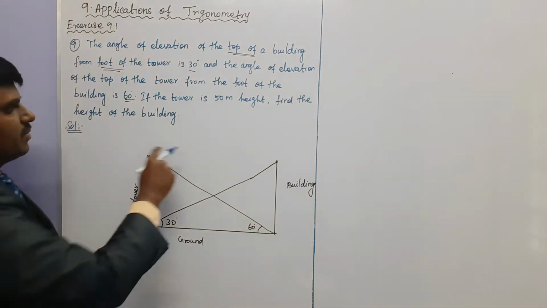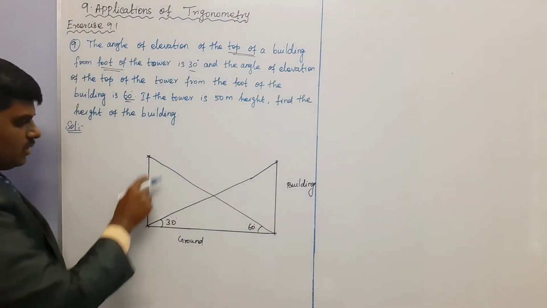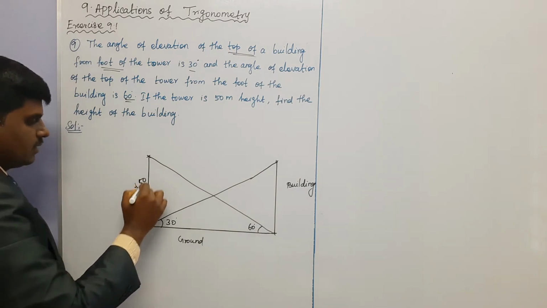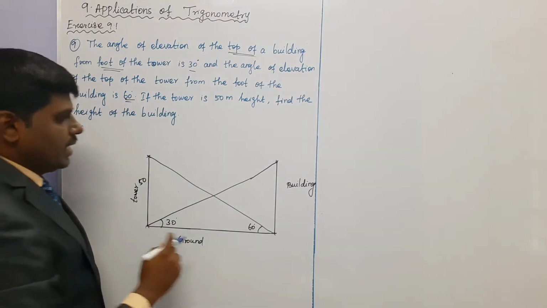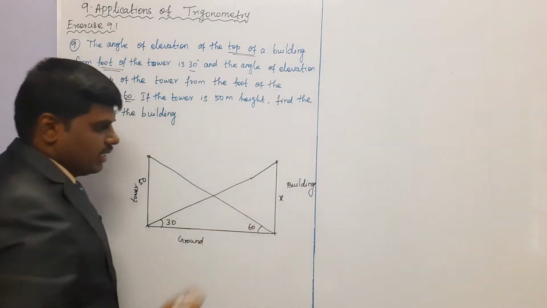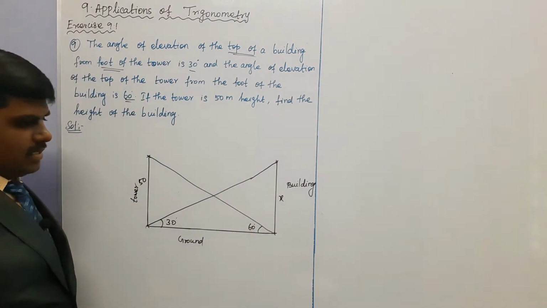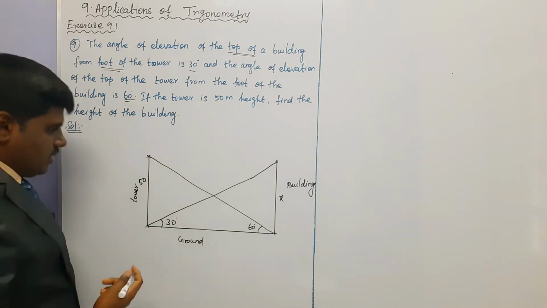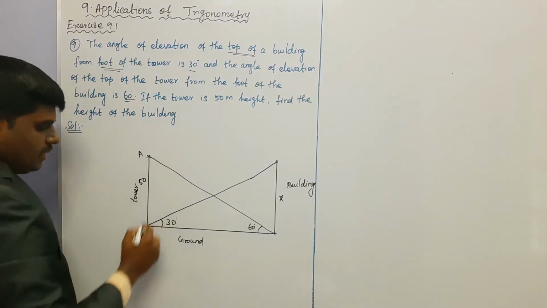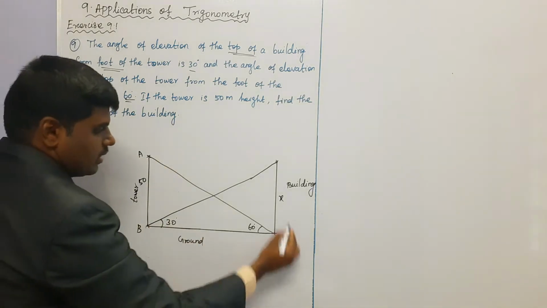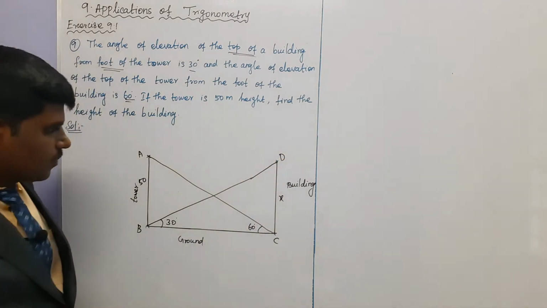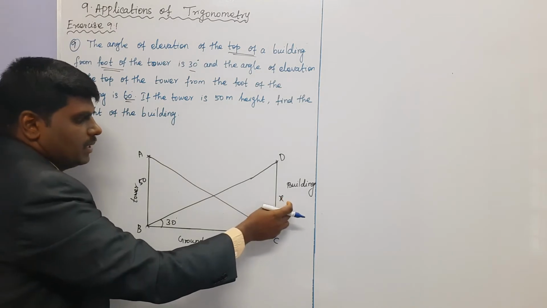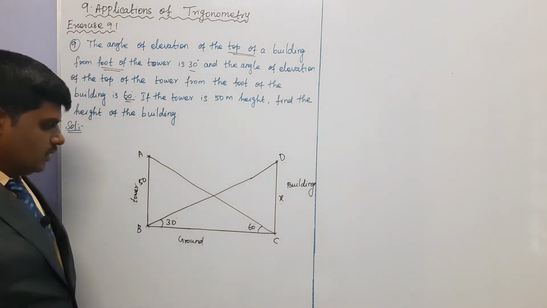Next, the tower is 50 meters high. My question is to find the height of the building. So I will choose X. As usual, you put the names A, B, C and D. We find the height of the building, so that is the X value.